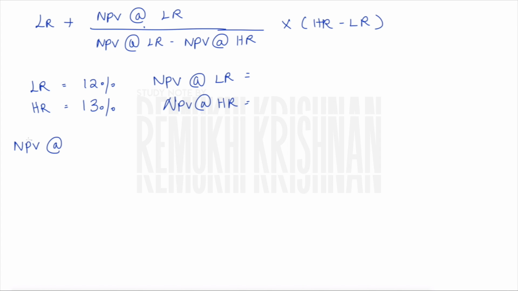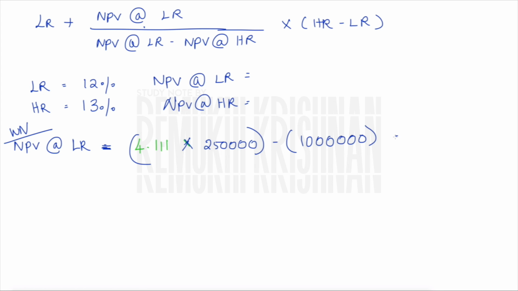It is nothing but this 4.11, which is your annuity factor. That's why it is called the annuity method. Simply with the help of the present value table, you will get your annuity factor 4.11 into 2,50,000. I'm just computing the present value of cash inflow here minus present value of cash outflow, that is my 10 lakhs. So finally, I will arrive at my net present value at lower rate.